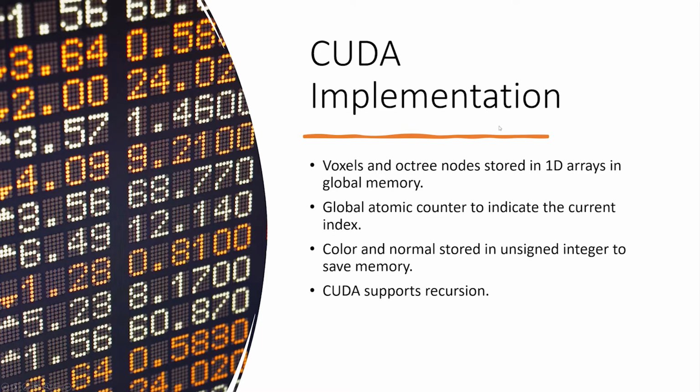My voxels and octrees are all classes that are stored in 1D arrays in global memory. I also use a global atomic counter to indicate the current index, so that voxels created in parallel can be stored in the correct index of the 1D array. And for the colors, normals, and other values, I store them in an unsigned integer so I can save memory. Also, CUDA supports recursion, which is very convenient for the raycasting implementation.